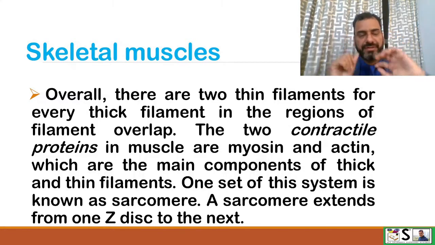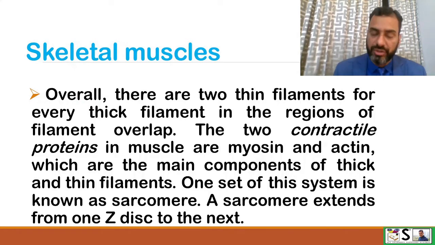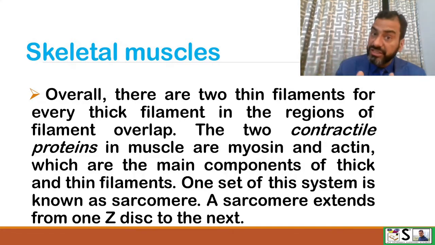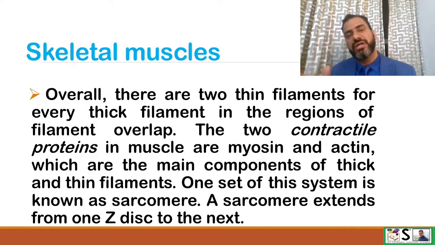Okay, so overlapping. The two contractile proteins in the muscle are myosin and actin. Actin and myosin, two contractile proteins, are there by which these fibers are made up. Or we can say these proteins are the main component of these muscle fibers, thick and thin fibers. One set of this system is known as sarcomere. A sarcomere extends from one Z disc to the next.